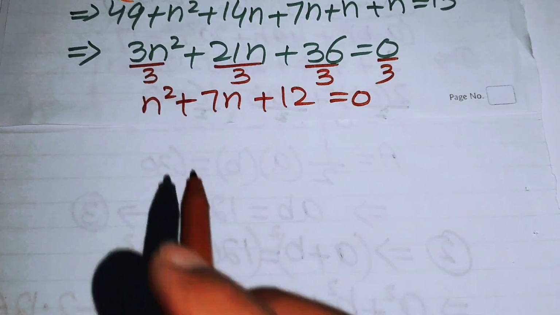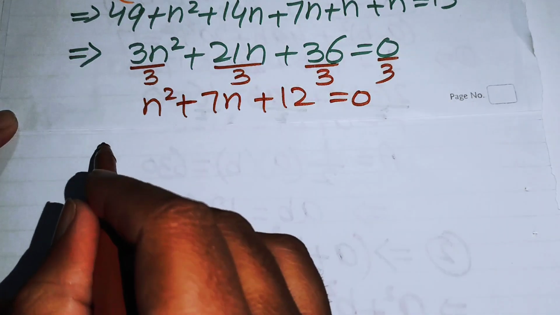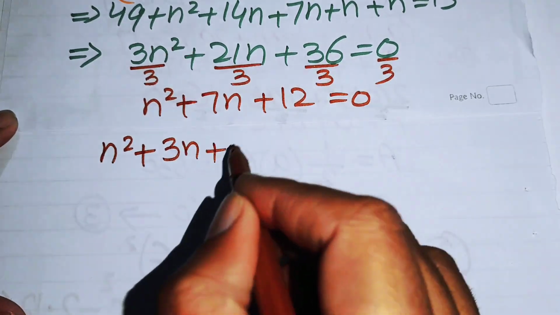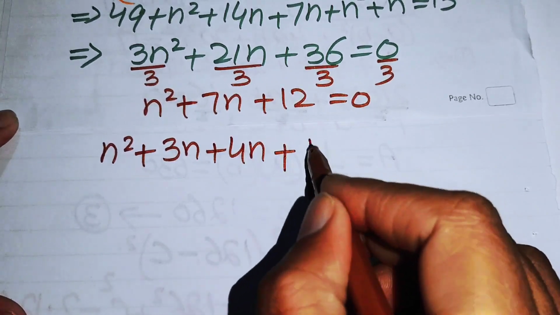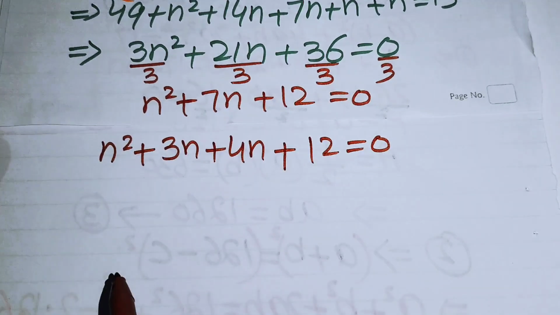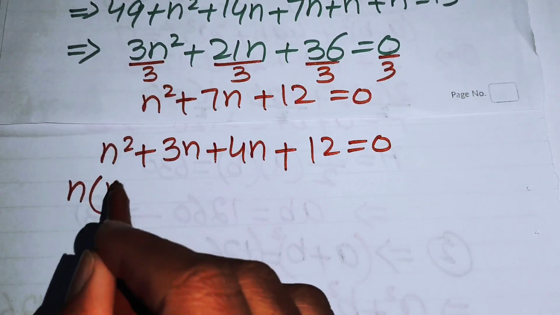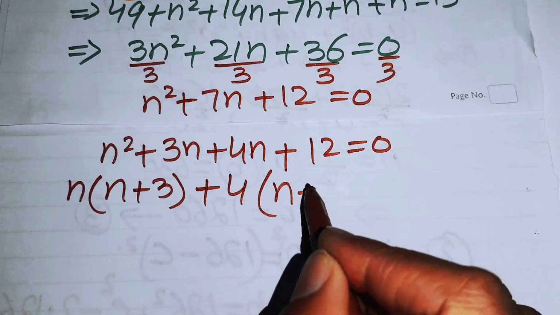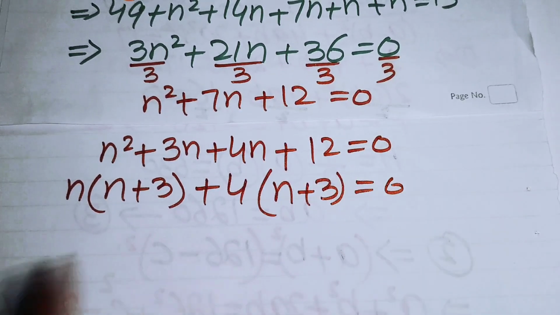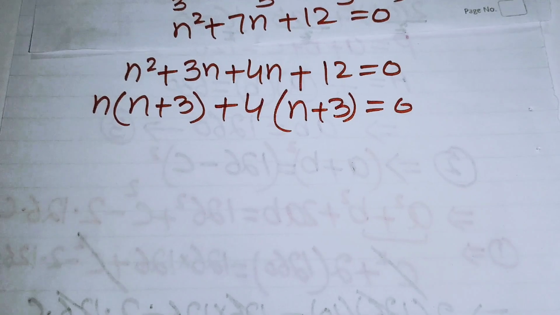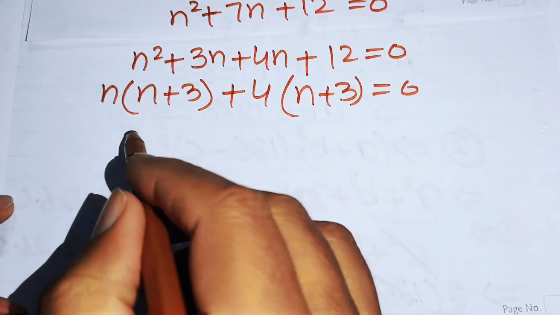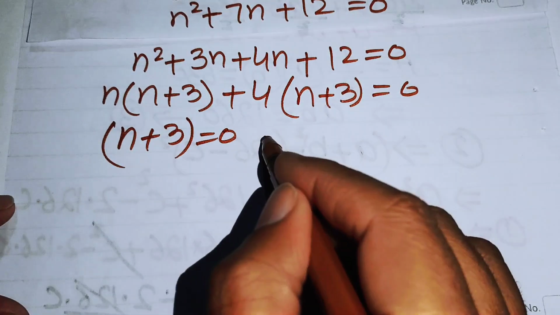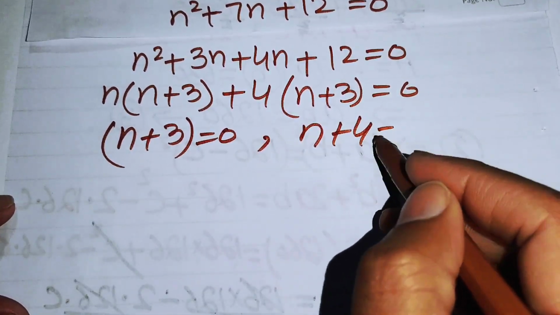And now we will easily make the factors of this equation. So here you have n squared plus we write the 7n as 3 times n plus 4 times n, and this is 12 and this whole equals 0. So here we take common n on the first two terms and you get n plus 3, and here you take common 4 and you get n plus 3 equals 0. So here we have two cases. Our first case is n plus 3 equals 0, and the second case is n plus 4 equals 0.